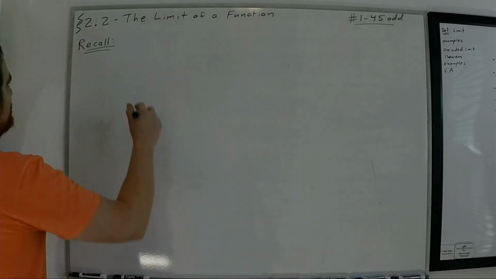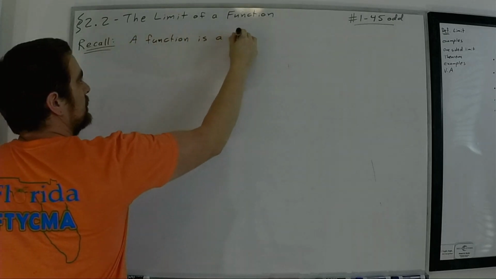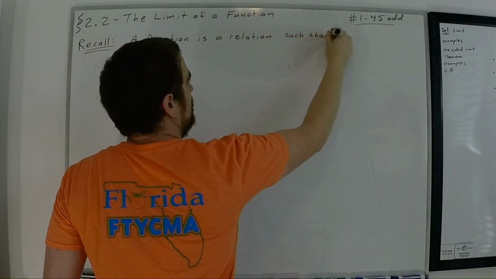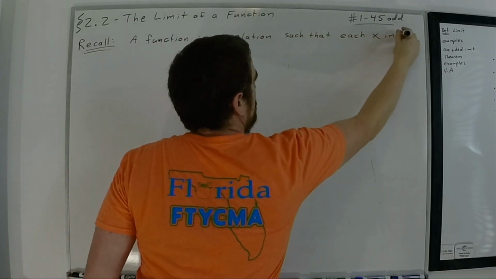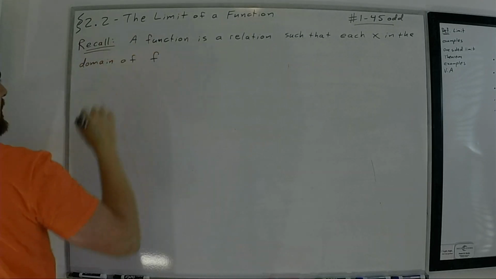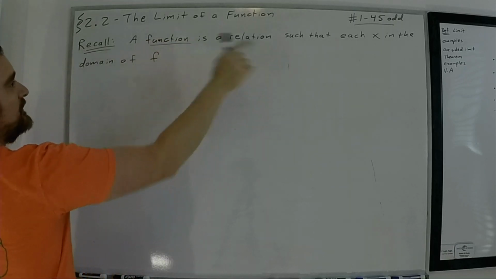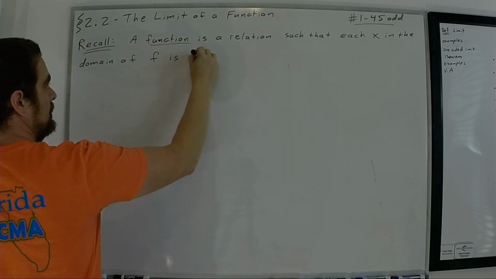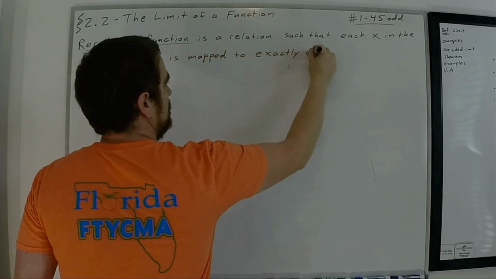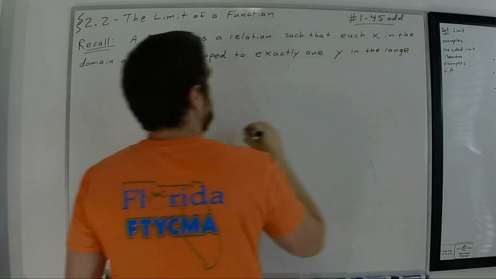What was I saying? Function, right? Recall, a function is a relation such that each x in the domain of f, which is our relation f, which we'll call a function once it fits this specific definition, each x in the domain of f is mapped to exactly one y in the range of f.